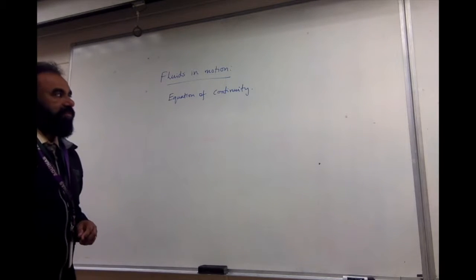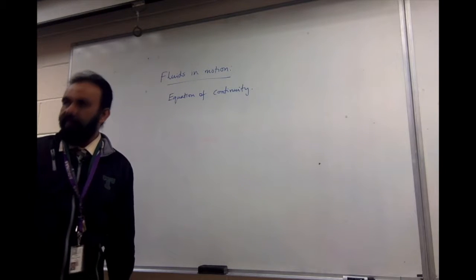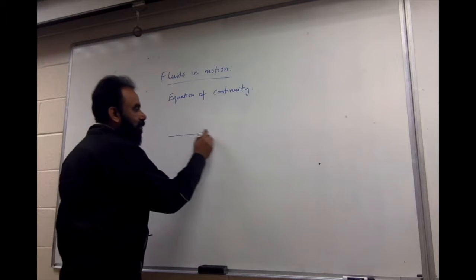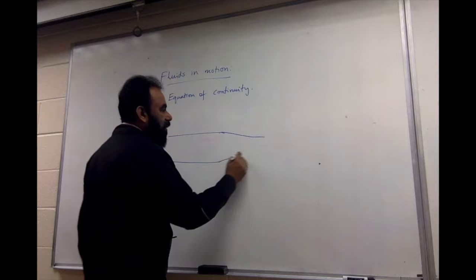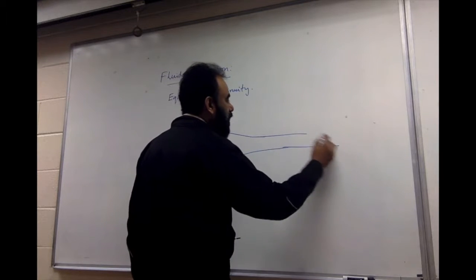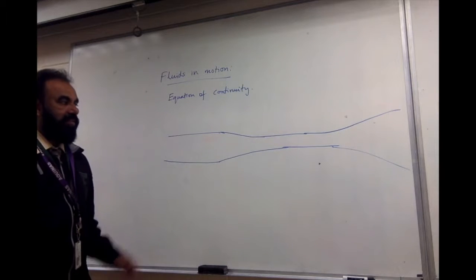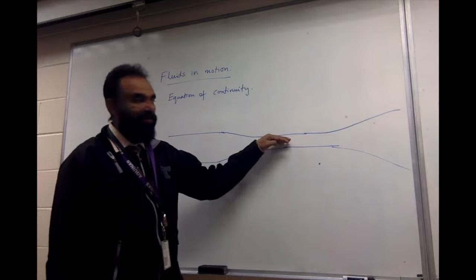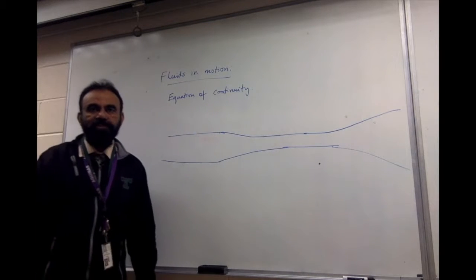What is this equation of continuity? Because a fluid normally flows in a continuous fashion, right? So if I have a river that goes wide, and then it narrows down like this, and again spreads out. Think of a river like this. It's wide, becomes narrow, and again becomes wide.